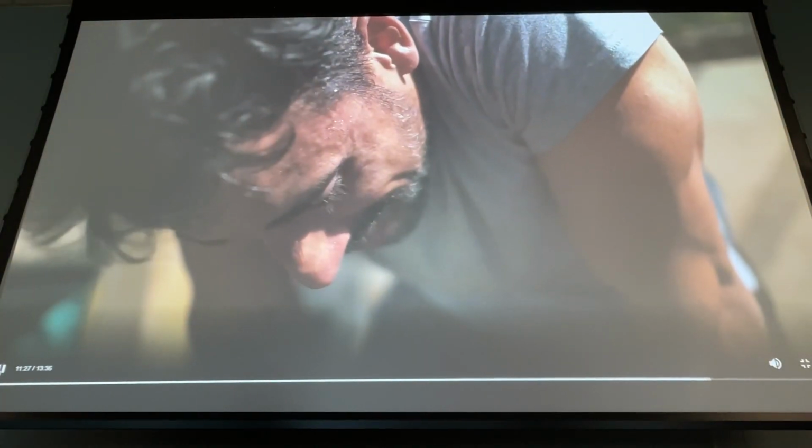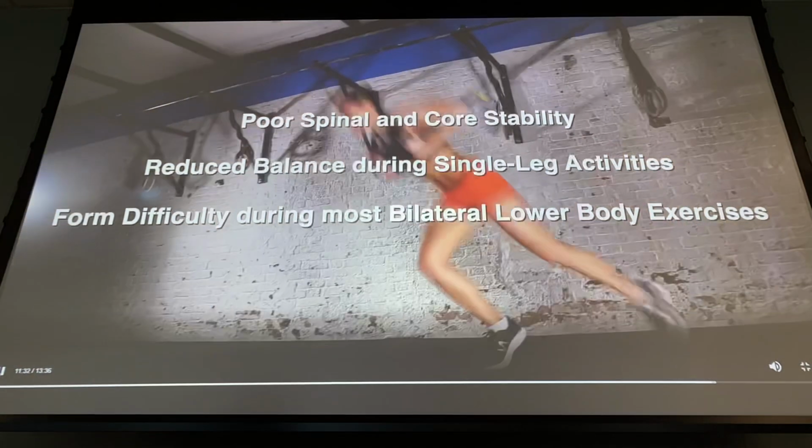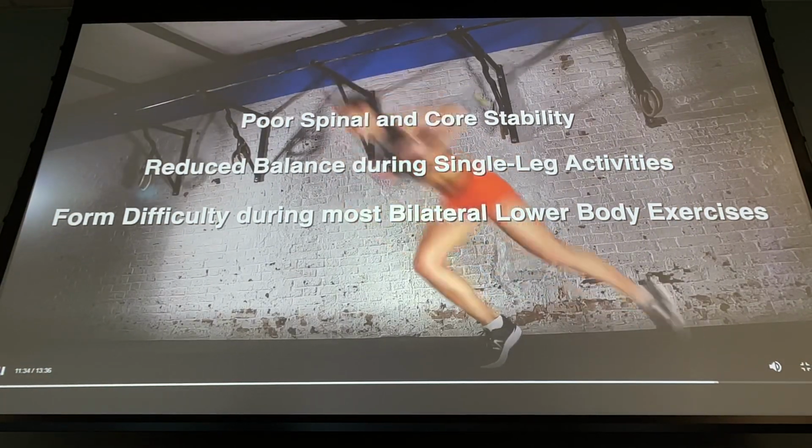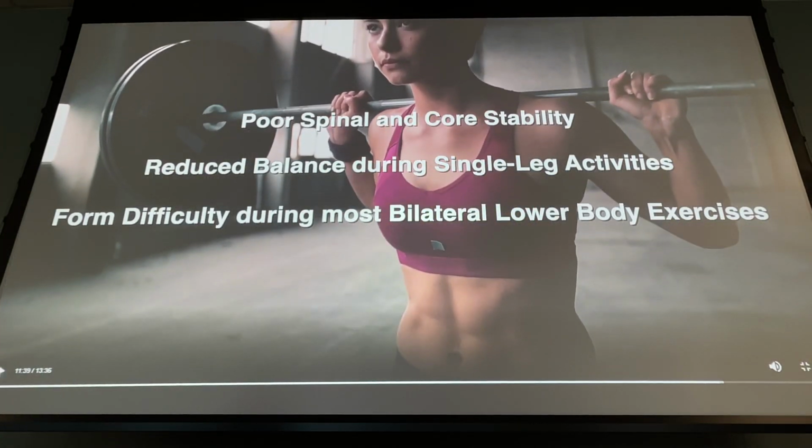Common training limitations can include poor spinal and core stability, reduced balance during single leg activities, and difficulty maintaining proper form during most bilateral lower body exercises. So that means that you're sinking into one hip when you bilaterally deadlift or squat. They did a study on bilateral lifting, squatting, and deadlifting, and they noticed that most people put most pressure on the right side. So you'll see most people will lean or sink into that right side and use their right side more than their left side.